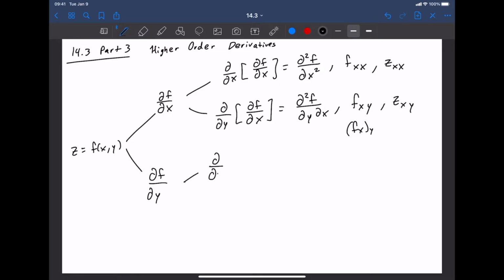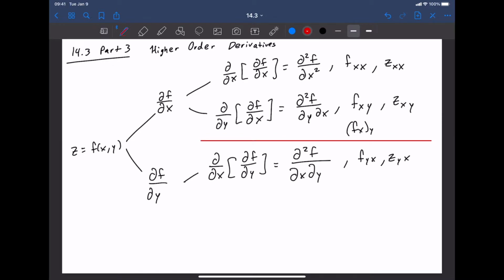Likewise, we could take the derivative of this guy with respect to x. And that would look like the same thing, but switched around on just the bottom: z_yx. I'm going to put a line between them just so you don't confuse them. I am not right now saying these two are the same. In fact, I'm trying to tell you that these two can be different.